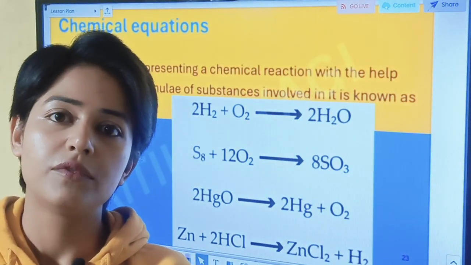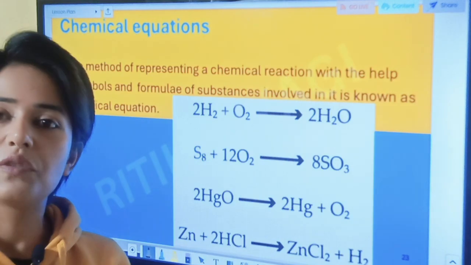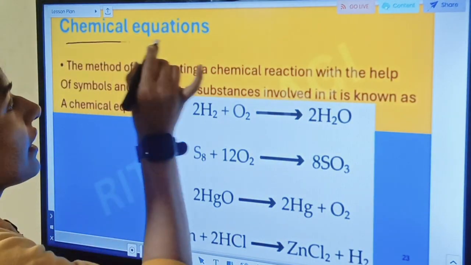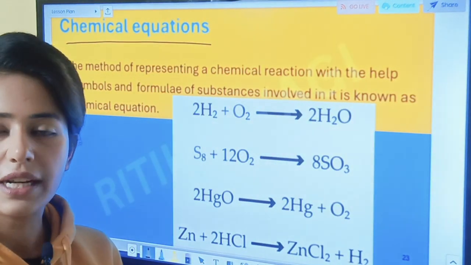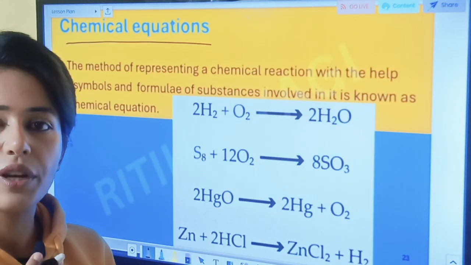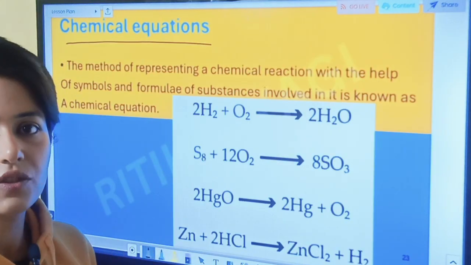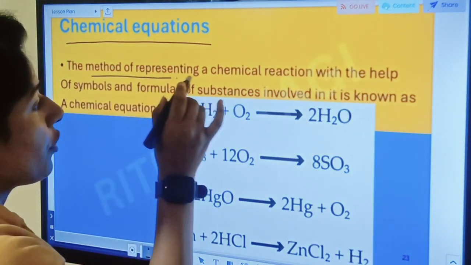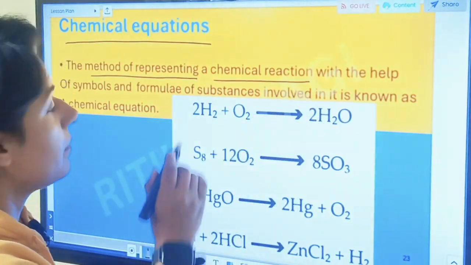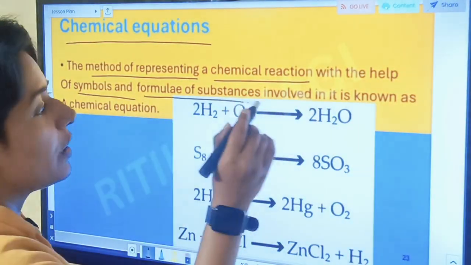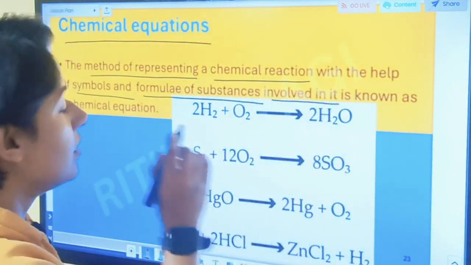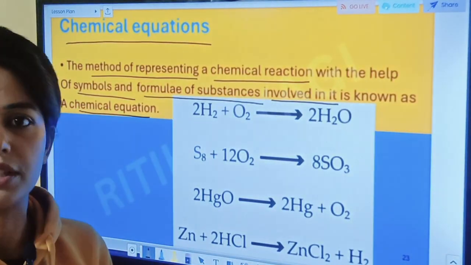Let's start the topics. The topic which we are going to discuss is chemical equations. What are chemical equations? How do we represent them? We discuss in this topic. The method of representing a chemical reaction with the help of symbols and formulae of substances involved in it is known as a chemical equation.